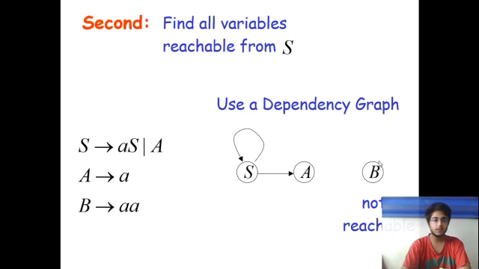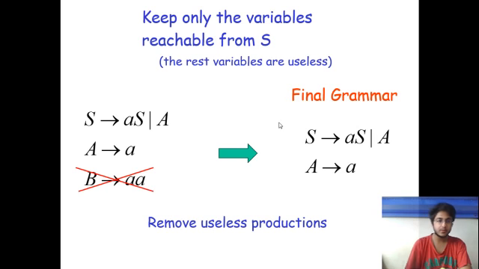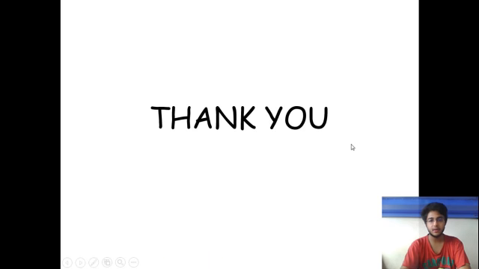Now in the resultant grammar, we see that B is not connected to the first state. Hence it is not reachable by S, so it has to be removed. So after removal of B, we get this as the final grammar. Thank you.